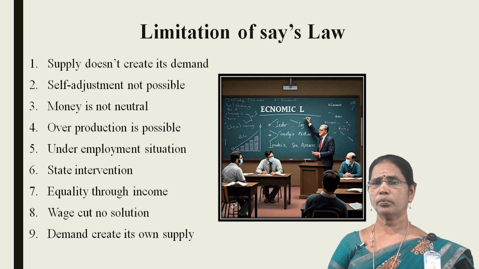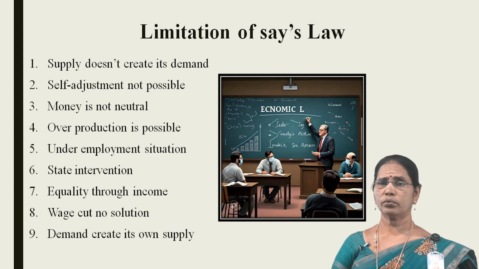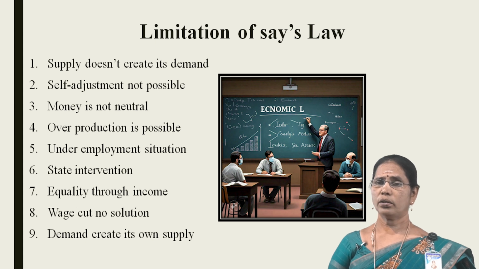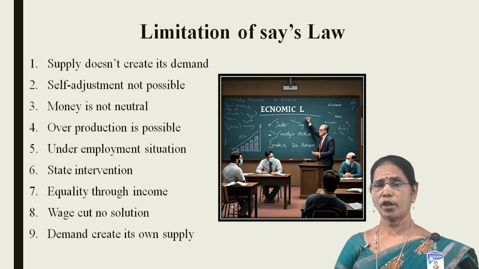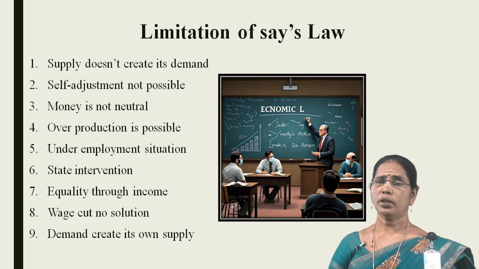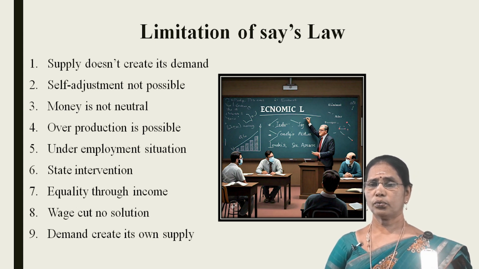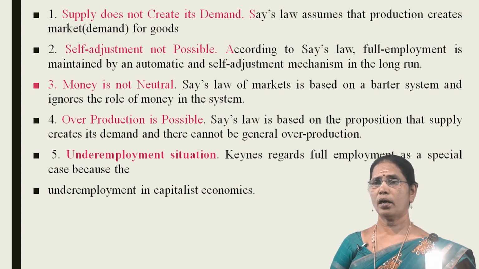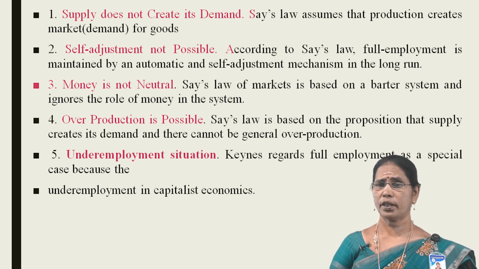Here we have to see some drawbacks or limitations of Say's law. Supply does not create its own demand. Self-adjustment is not possible. Money is not neutral. Overproduction is possible, and in that situation it will automatically create unemployment in the economy. Underemployment situation, state intervention, equality through income, wage cut, no solution. Demand creates its own supply. Supply does not create its own demand. Say's law assumes that production creates a market for goods.